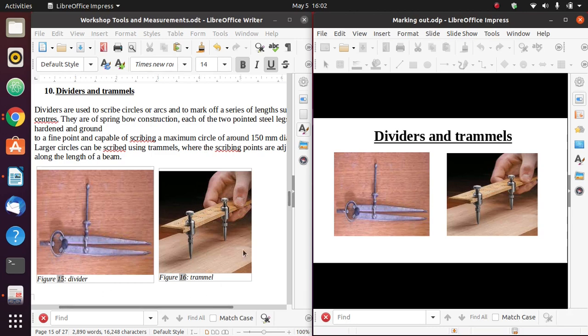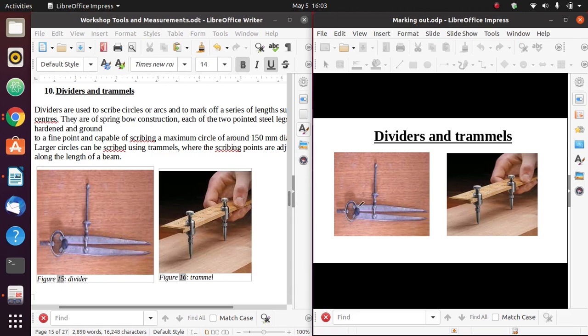Now, we have different types of constructions of dividers. There are those that have a return spring here in the middle, so that when you open it, it returns by itself. We have those that do not have one. You just open it and it opens, and when you want to return it, you just close it like the one in a geometry set.